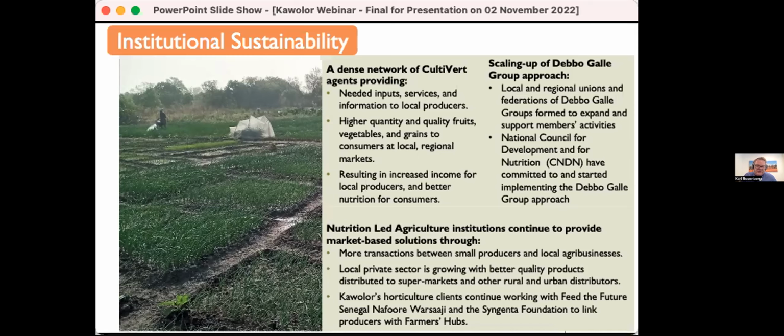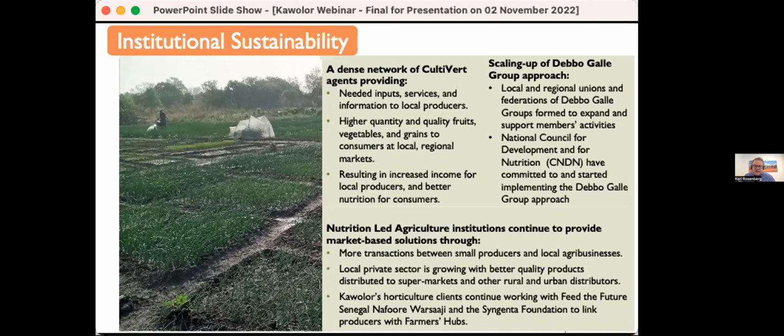The nutrition-led agriculture institutions continue to provide market-based solutions through more transactions between small producers and local agribusinesses. This is all what we leave behind. The local private sector is growing, with better quality products distributed to supermarkets and other rural and urban distributors.